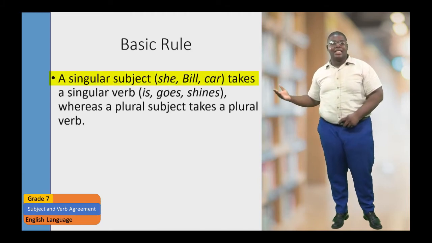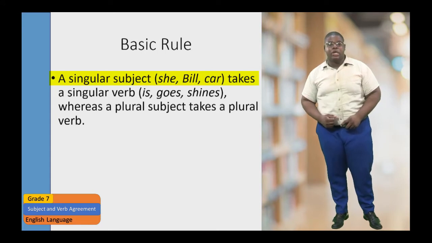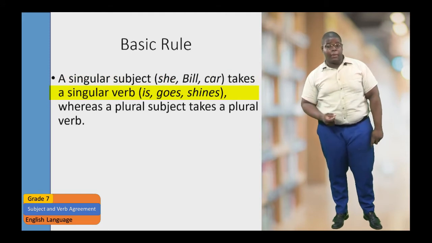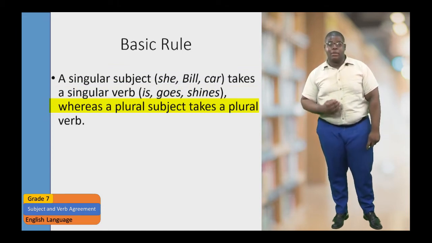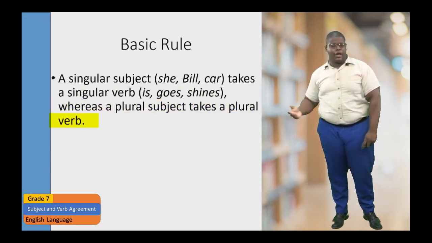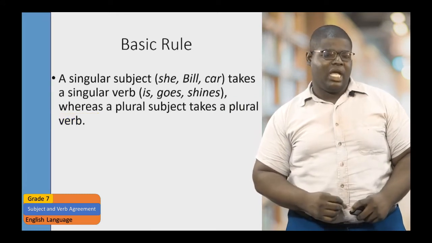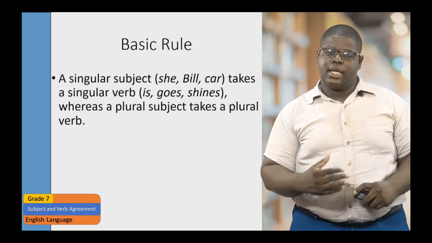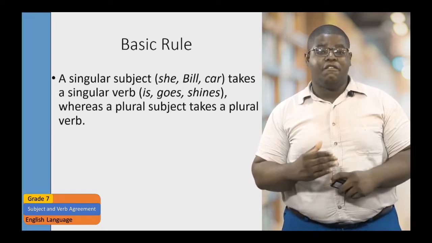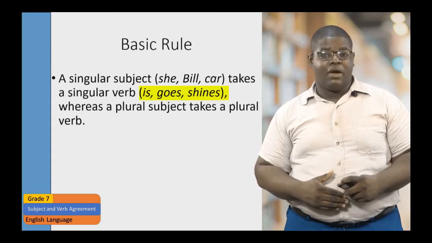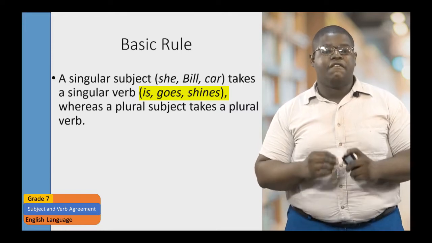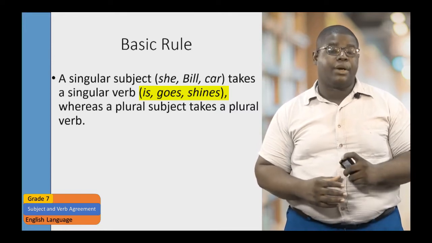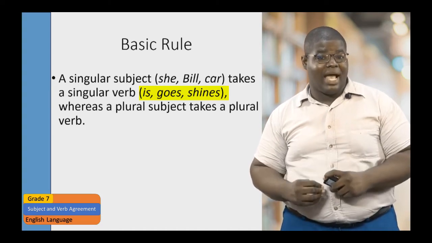Now, a singular subject. Let's look at the examples there. She, Bill, car takes a singular verb. Is, goes, shines. Whereas a plural subject takes a plural verb. Now you're going to notice something right away here: when we talk about the singular subject and the singular verb, in this case the verb is the one that ends with an S. All right? So let's get that. The singular verb, when we're talking about subject and verb agreement, is the verb that ends with an S.